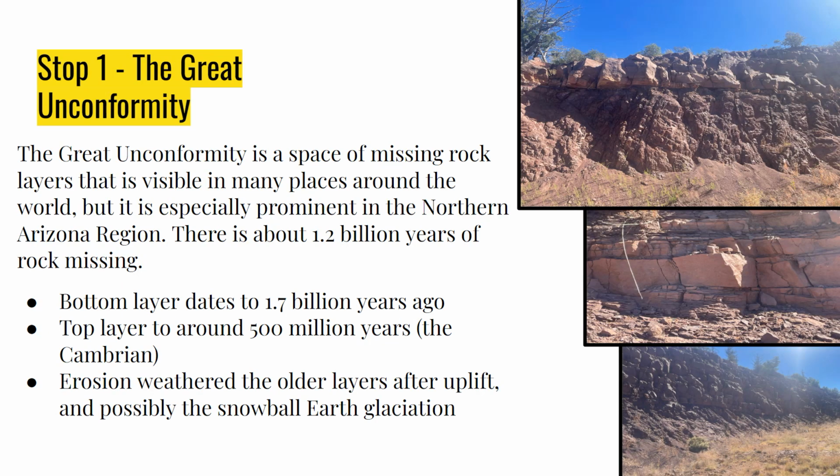The Great Unconformity is a space of missing rock layers that is visible in many places around the world, but is especially prominent in the northern Arizona region. It's about 1.2 billion years of missing rock. Bottom layers date to about 1.7 billion years ago. Top layer around 500 million years. And so what happened was erosion weathered essentially the middle layer in between these two layers.